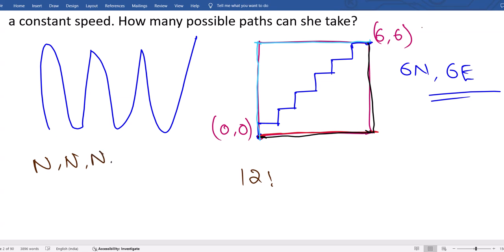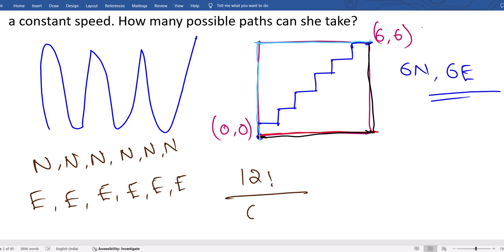N, like that 6 letters. And E, 6 letters. The total is how many letters? 12 letters. How many ways? 12 factorial. But N is there 6 times, so 6 factorial. E is there 6 times, so 6 factorial. First of all, try to understand what the 12 factorial is.